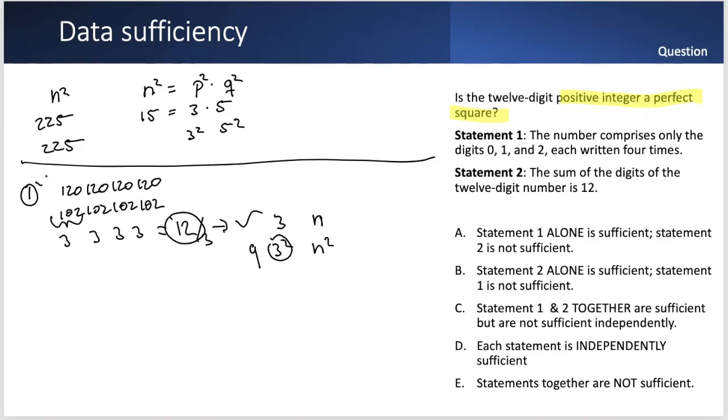Perfect. So, check. This eliminates B, this eliminates C, and it eliminates E. Now we have to decide between A and D. Let's look at statement 2. The sum of the digits of the 12-digit number is 12. Well, that is just a shortcut to this here again. If it's 12, we know that it's divisible by 3, but not divisible by 9, and therefore we know it's not a perfect square. The correct answer, therefore, is D. Each statement is independently sufficient.